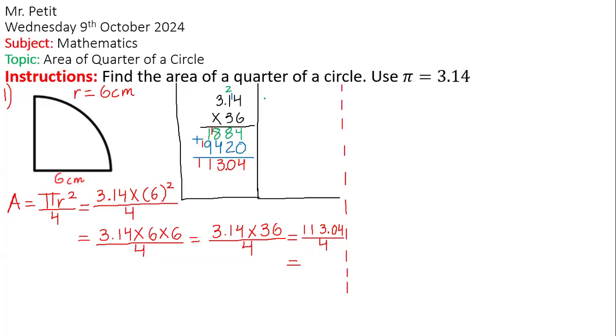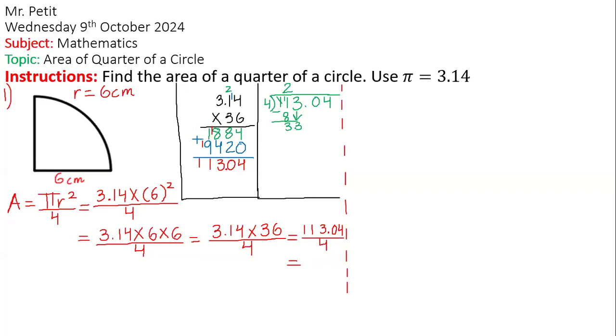28.26 centimeters squared. Okay, so we're going to divide 113.04 by 4. 4 goes into 11 how many times? Twice. 4 times 2 is 8, and 11 minus 8 is 3. We bring down the 3.